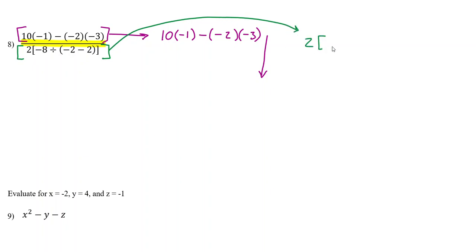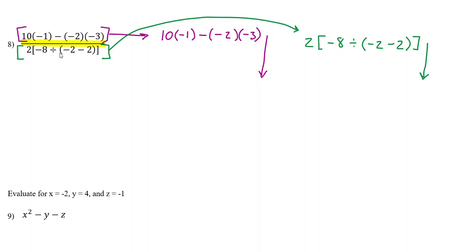2 bracket -8 divided by parenthesis -2 minus 2 close parenthesis close bracket. All right, now notice, and then I'm going to do that one here, and then once I'm done, I'll put both of those answers back into the fraction.